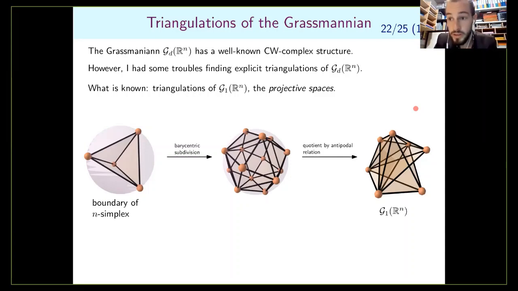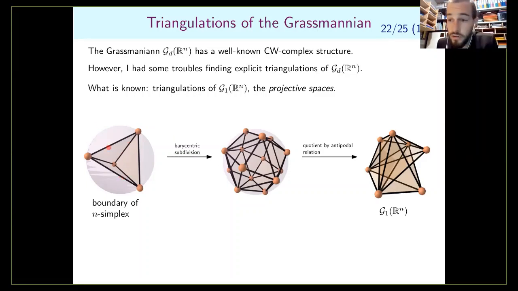However, doing it in practice is not easy, and I'm working on it at the moment. So I wandered through the internet to find triangulations of the Grassmannian, and the only one I found was triangulations of G1 of Rn. So when d is equal to 1, the Grassmannian of lines of Rn. And so you can do it like that.